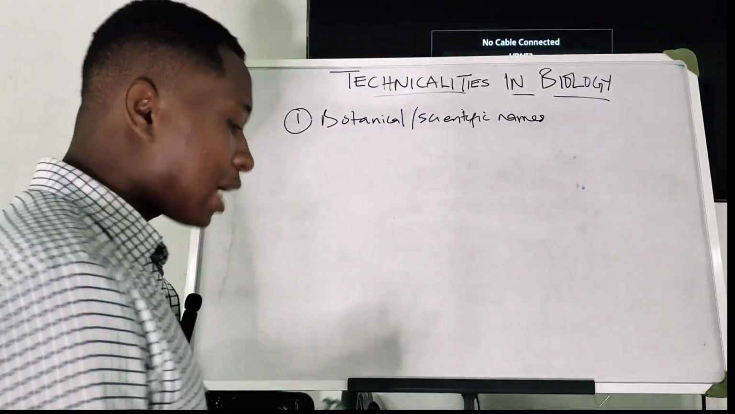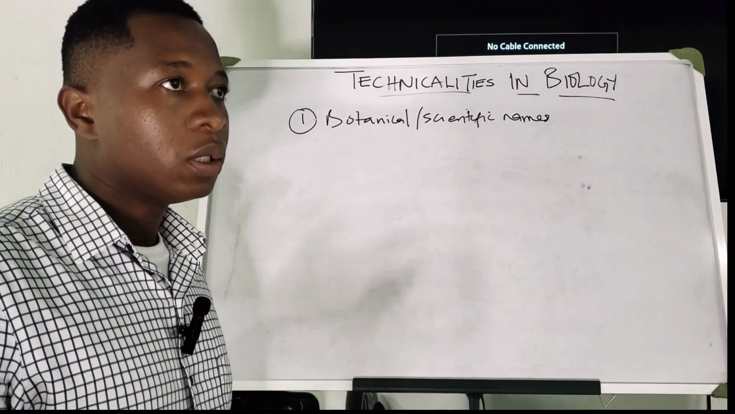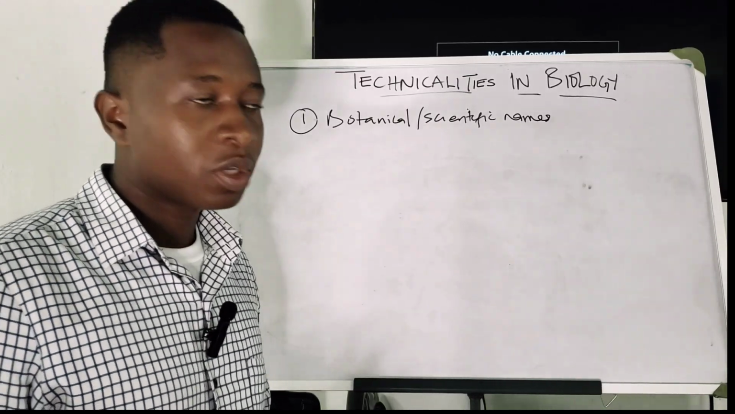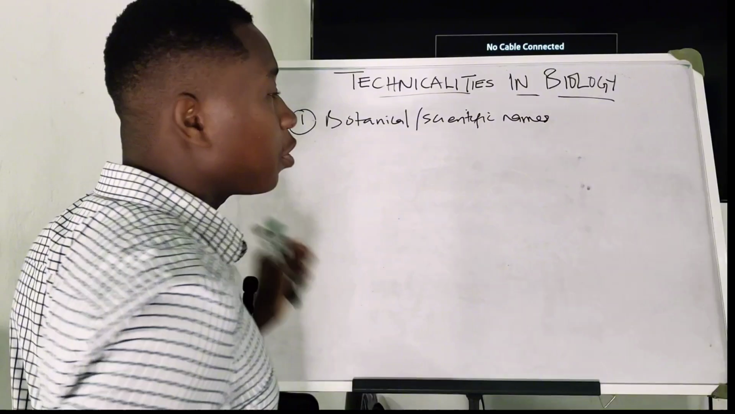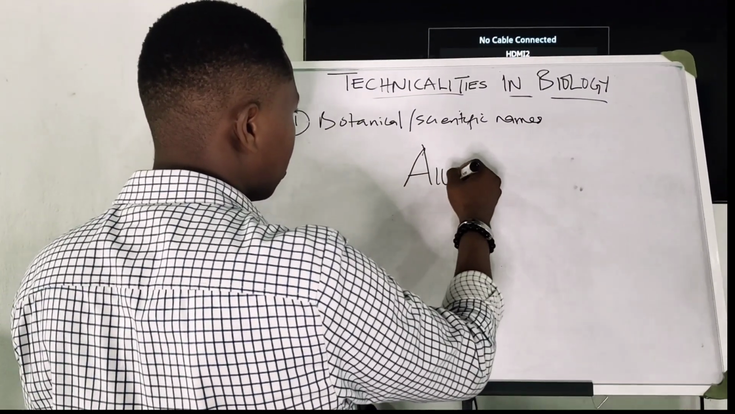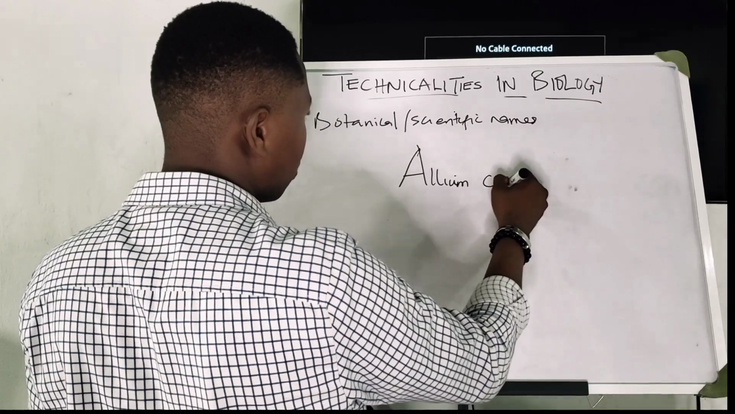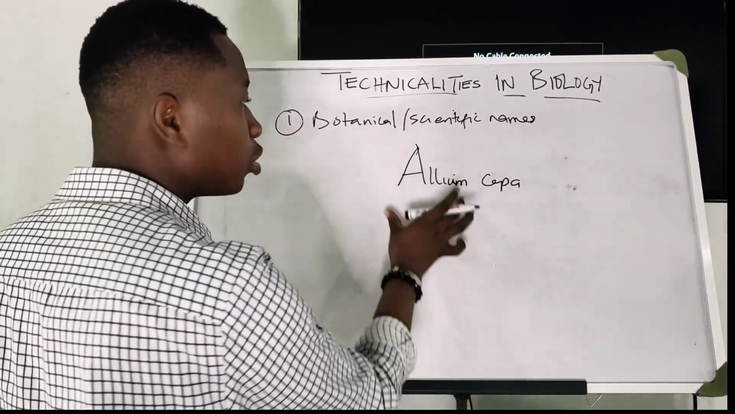This is what I mean. Let's pick one of our specimens for practical. Let's pick the onion bulb, for example. The botanical name for onion bulb is Allium cepa. This is how it should be written.